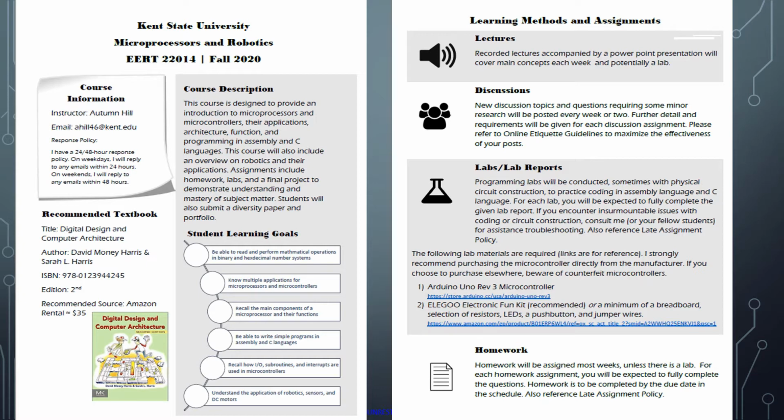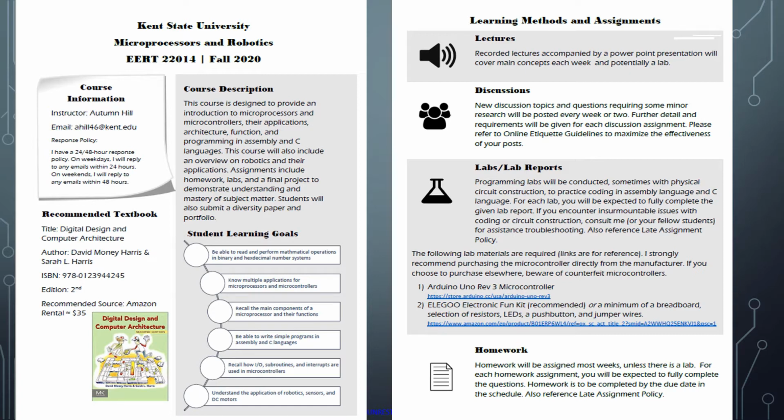I'm not going to review the description and the learning goals in depth. We just covered the main portion of those in the previous slide. You're quite capable of reading through these. The learning methods: every week there will be a lecture. You can expect that, covering the main course concepts.